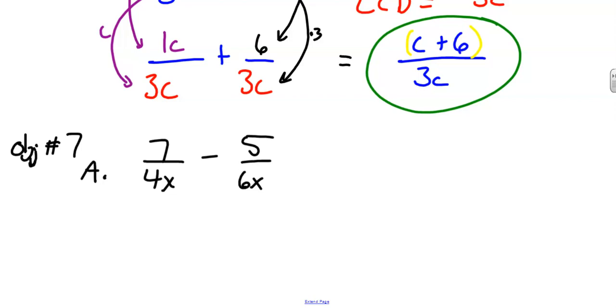Okay, so they both have an x, so we know the LCD has got to have an x with it. From there, you've got 4 and 6. So you've got to count up by 4s and 6s till you find the first number that they have in common. It shouldn't take too long until you figure out that it's 12, so your least common denominator would be 12x.